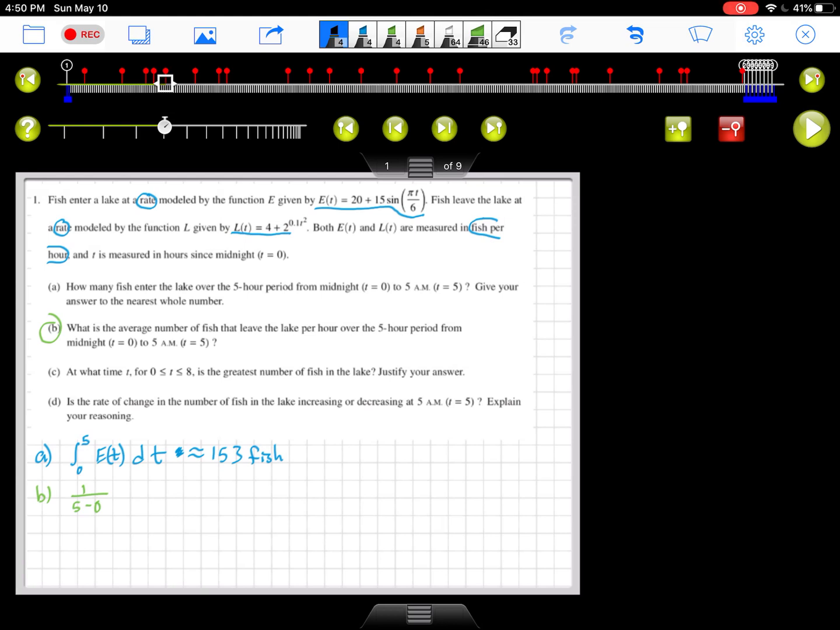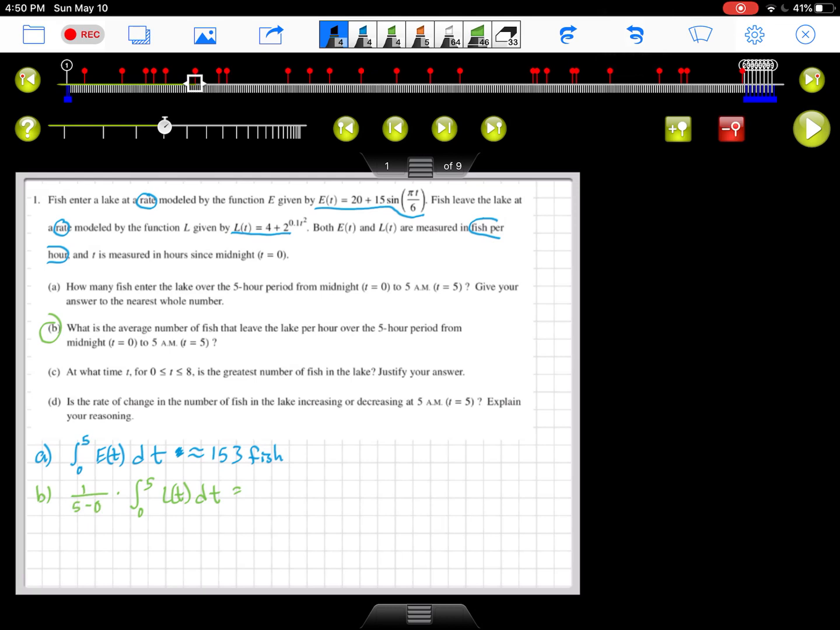Okay, for my integral. And my integral looks like this. Now, an integral is actually a sum of all the values. That's why the integral sign looks like an elongated S. And since we're doing the amount of fish that are leaving the lake, I have to use the L function. So this is essentially going to divide my sum. That's what I think of when I think of average. I go, my sum divided by the number of numbers that I'm adding up. In this case, it's the interval.